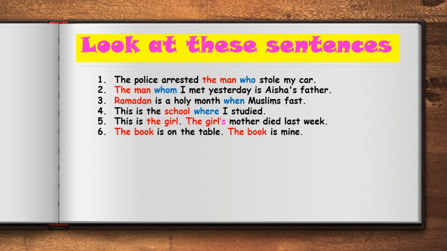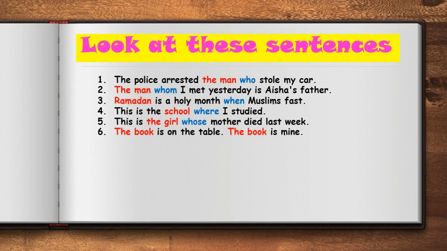Number 5 also, the word that keeps repeating is the girl. And if you notice, we've got an apostrophe with an S here, which means it's a possession, a belonging. It's something that the girl possesses. Right, so we're going to use the relative pronoun we use with possessions, and it's whose. This is the girl whose mother died last week.